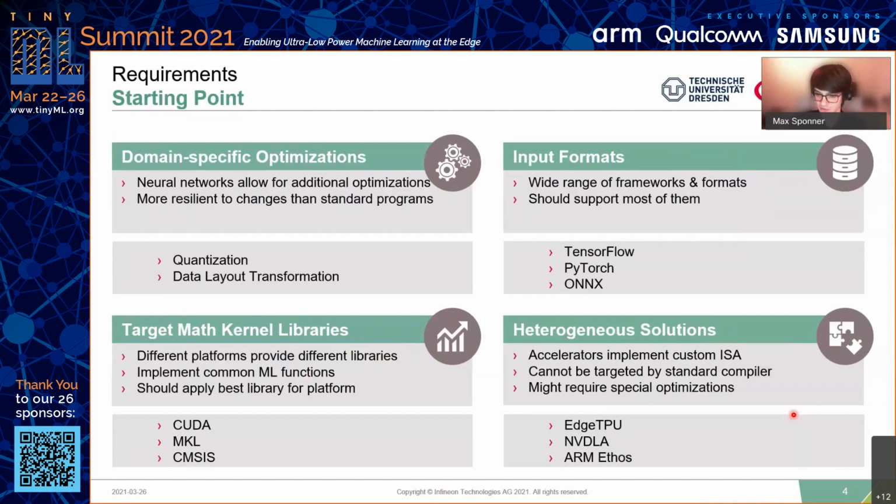And the last goal was the ability to target heterogeneous platforms. So in that case, an accelerator specific for deep learning would support the system CPU. These accelerators often feature a coarse-grained instruction set architecture and often require special optimizations in terms of data types or control flow procedures, which makes them hard to target with standard compiler toolchains.